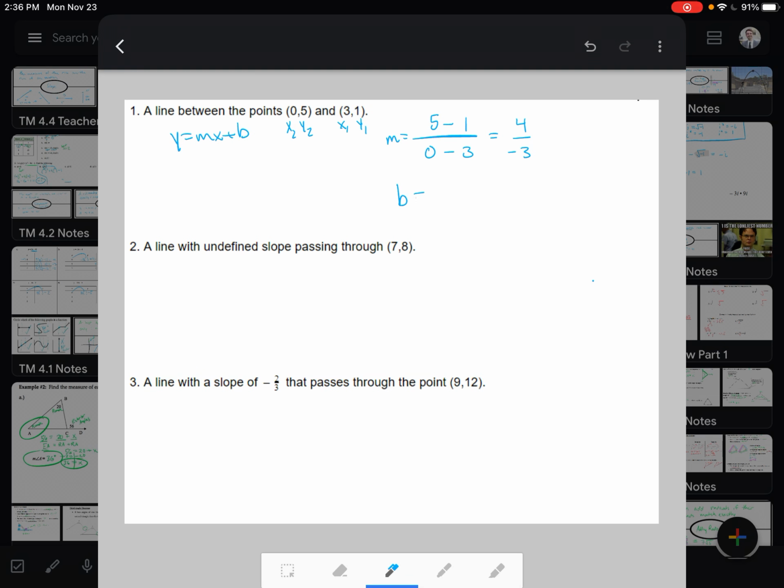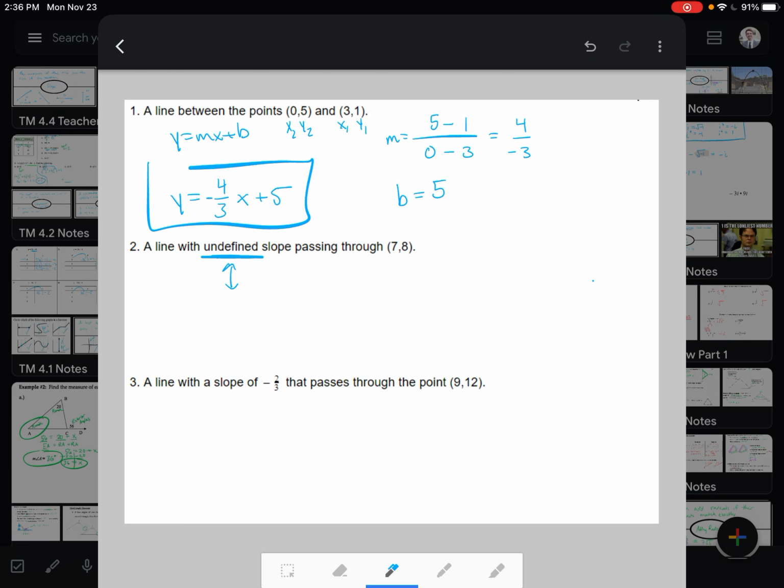And our b value, that's our y-intercept. Well, this happens when x equals 0. So when x equals 0, y equals 5. That's our starting point. So our full equation here is 4 over negative 3, or negative 4/3 x, plus positive 5.